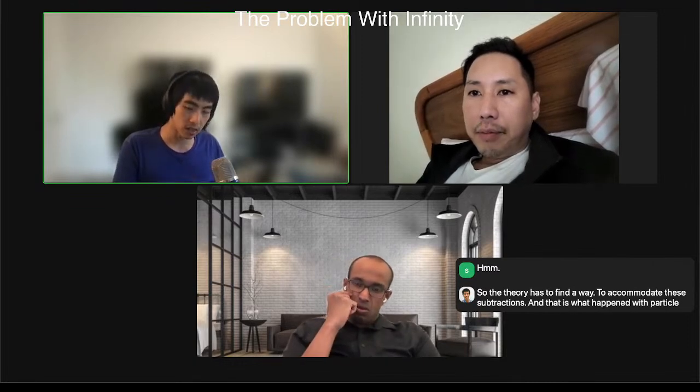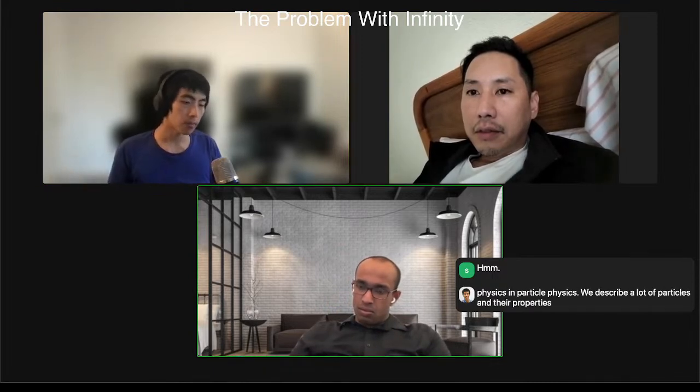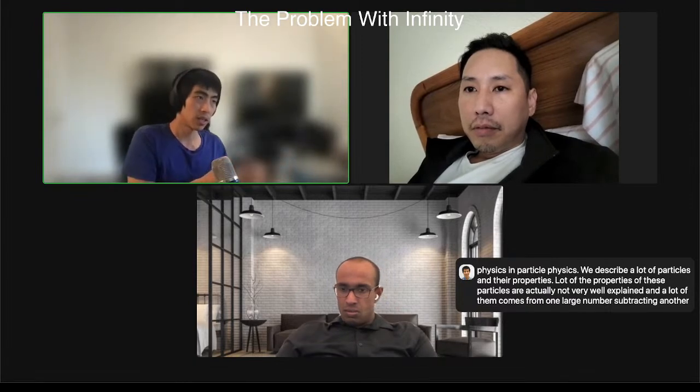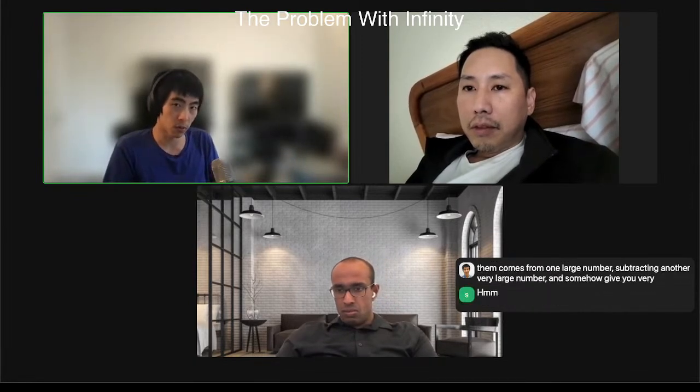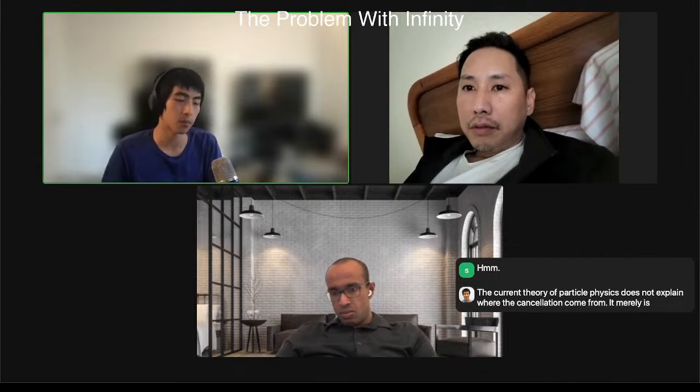In particle physics, we describe a lot of particles and their properties. A lot of the properties of these particles are actually not very well explained. And a lot of them come from one large number subtracting another very large number and somehow giving you a very small number. The current theory of particle physics does not explain where the cancellation comes from. It merely explains the experiment. So it explains the how, but not the why.